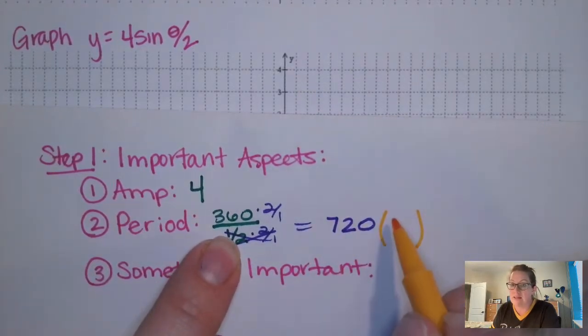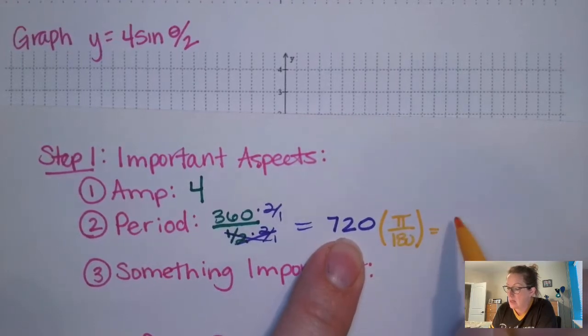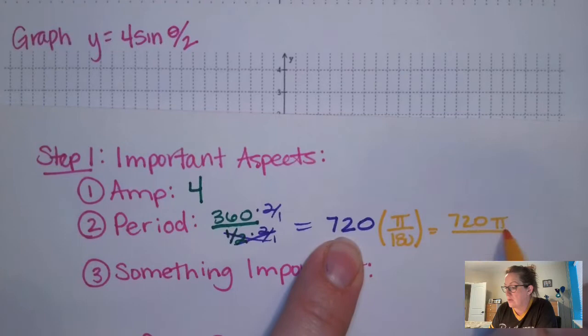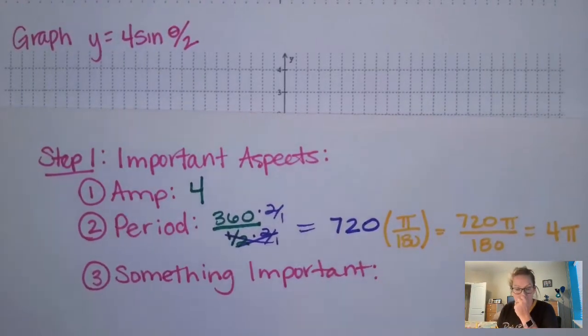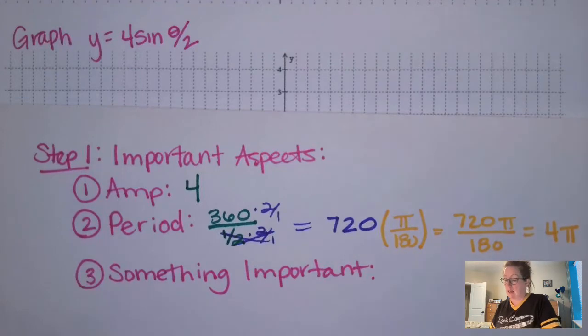If I want to get this into radians, I need to multiply by 180 over pi. So I get 720 pi over 180, which is 4 pi. That means that my graph is going to repeat itself every 4 pi radians or 720 degrees. Sine trig functions are cyclic, which means it has a pattern and it's going to keep repeating that pattern over and over again. So we know that this graph is going to start repeating itself again in 4 pi.